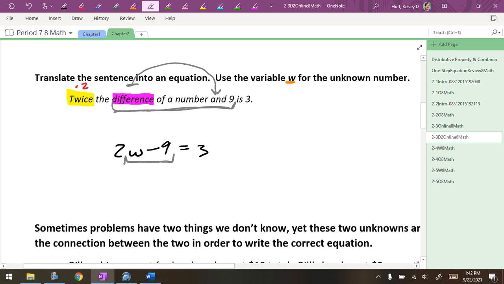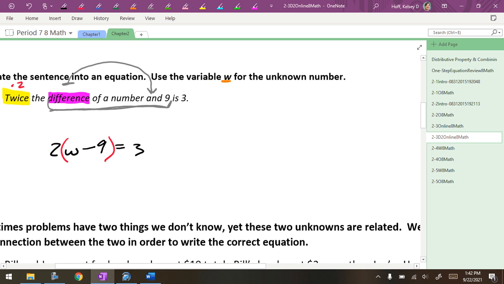Now, I want to take that answer times 2. Right now, order of operations tells us first to multiply, second to subtract. I don't want that, though. I need to subtract before I multiply. What do I need? Parentheses. We have to have parentheses in this problem.